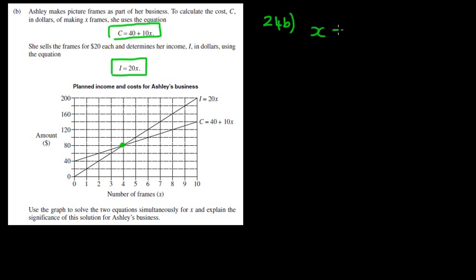Well, very clearly we can see that x is equal to 4. We simply have to read straight down and we can say that x is equal to 4. That's the first part, the first mark.